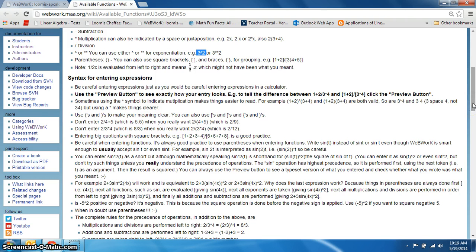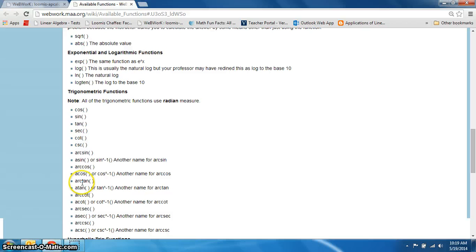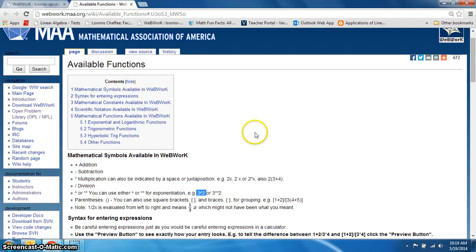There's some fancier functions down here at the bottom, sine, cosine, but a lot of these are not covered in the module. So that will be a resource to look at if you're not sure about how to enter a certain answer.